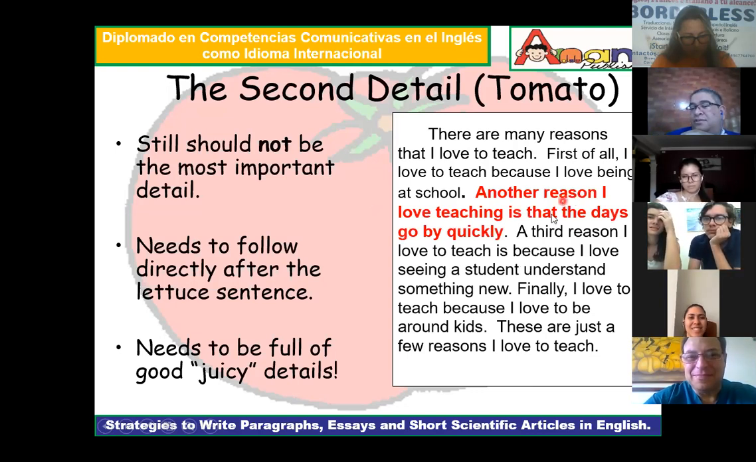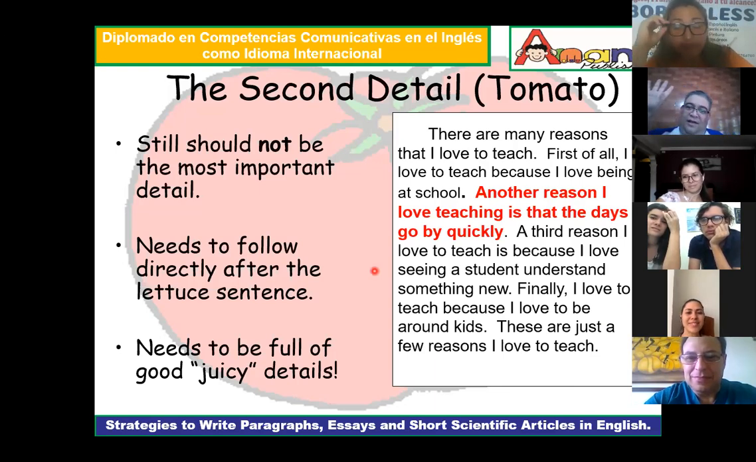Another reason I love teaching is that the days go by quickly. Oh my God, that's what every single teacher wishes. As soon as a teacher enters the classroom or school, a teacher wishes the day is over quickly. Yes or no, María Andrea? The ones who teach, raise your hand. There's one here.